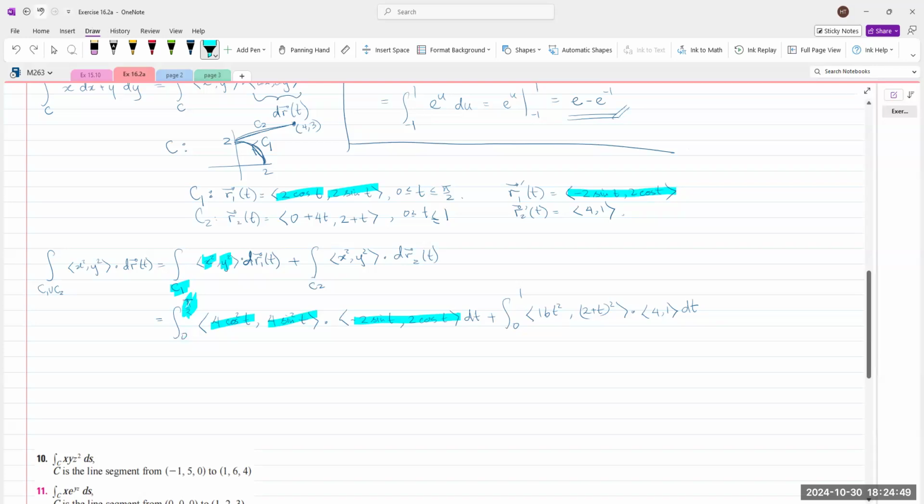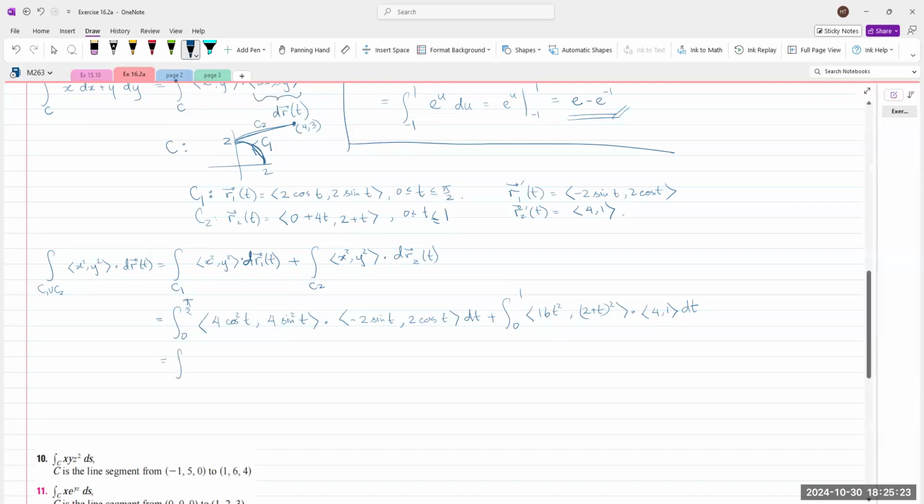And as for the second path, this is the x squared for t, right? The y squared from 0 to 1, r2 prime dt. Now let's put things together.